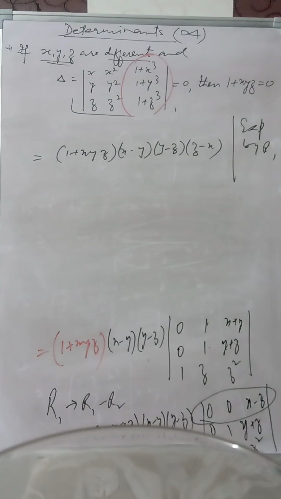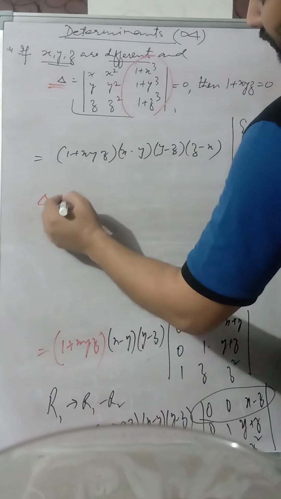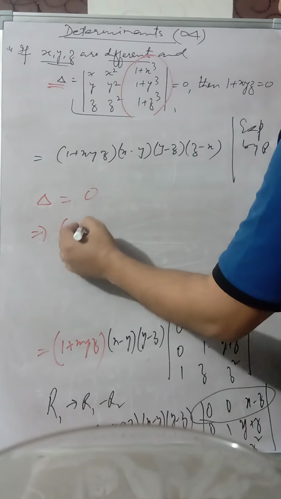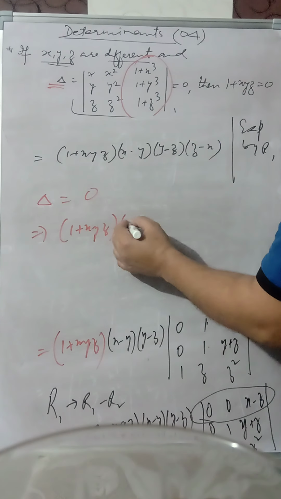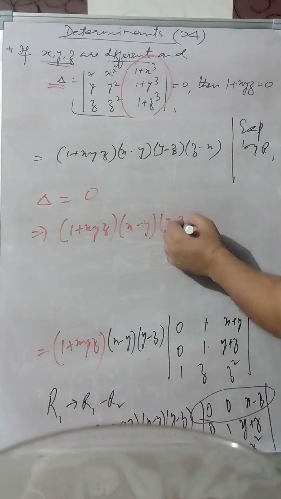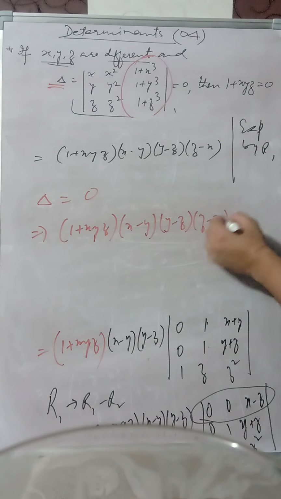Now what was the value of delta given to us? Delta was equal to 0. It implies (1 plus xyz) into (x minus y) into (y minus z) into (z minus x) is equal to 0. Okay, now what is given to us in the question? So I can have so many options. Either the first one is equal to 0, because the product of these four factors is equal to 0. What does it mean actually? At least one of them has to be equal to 0. That is the condition.